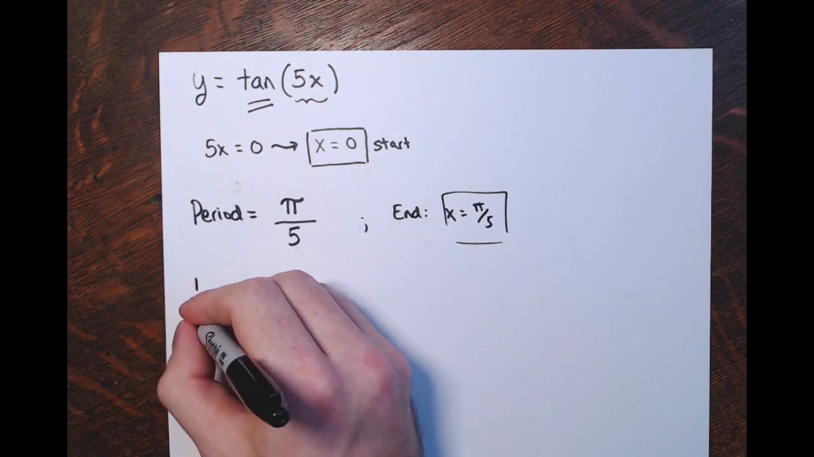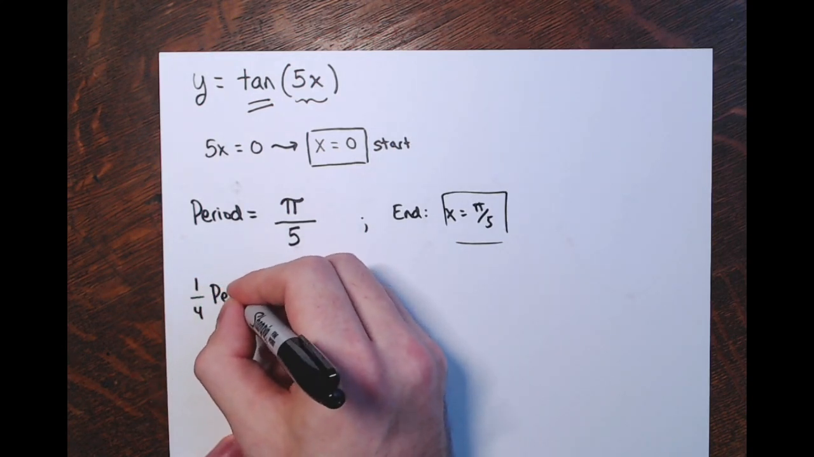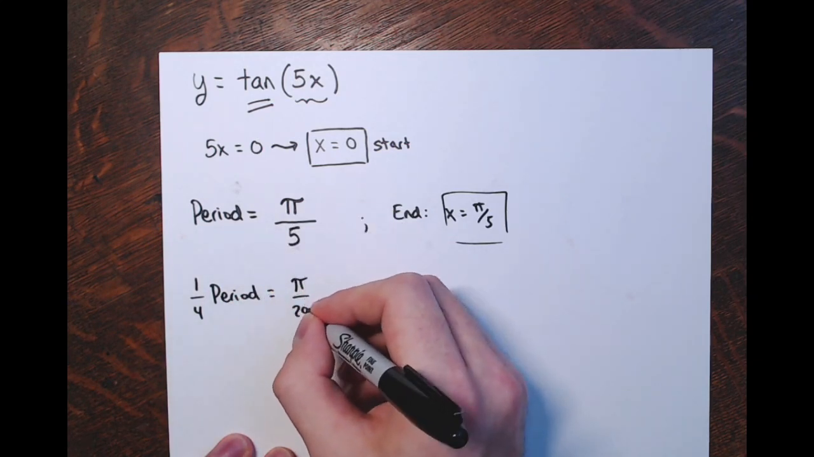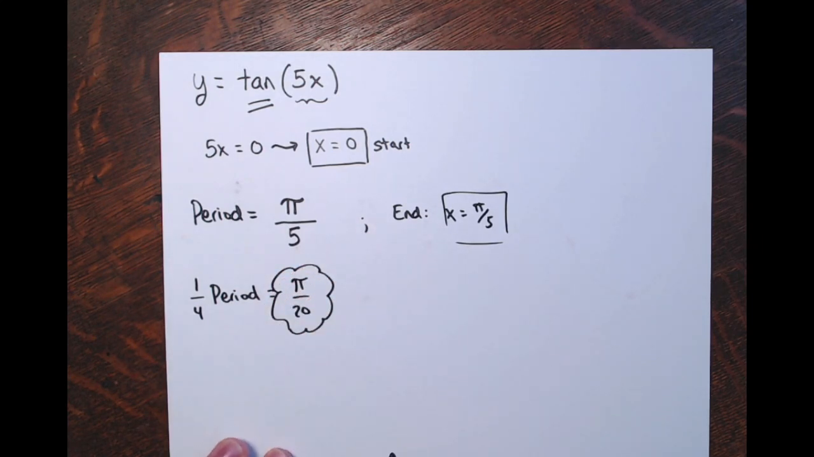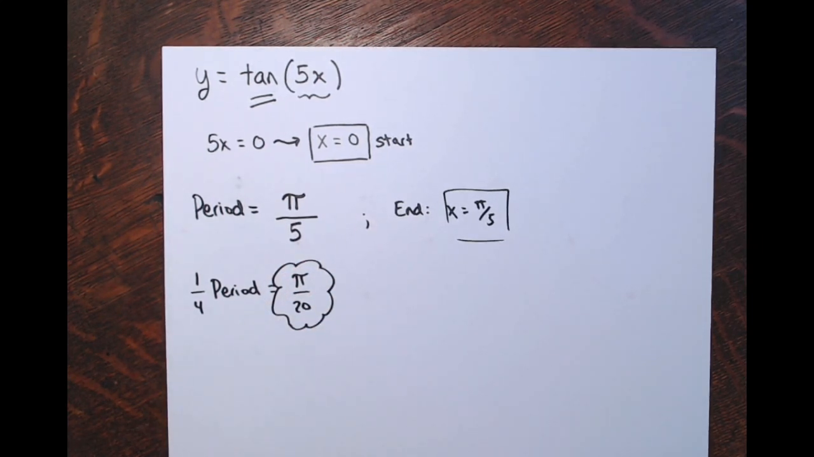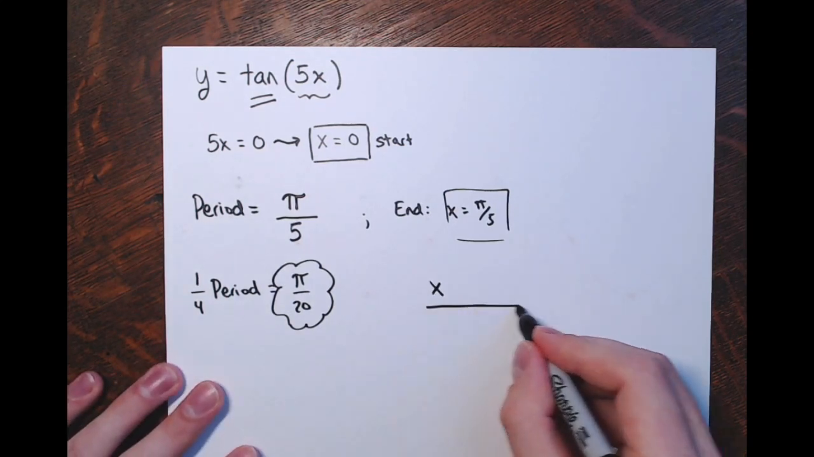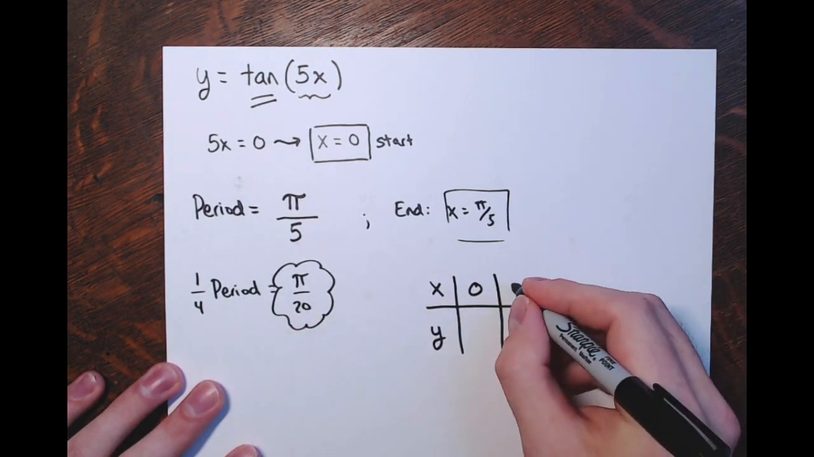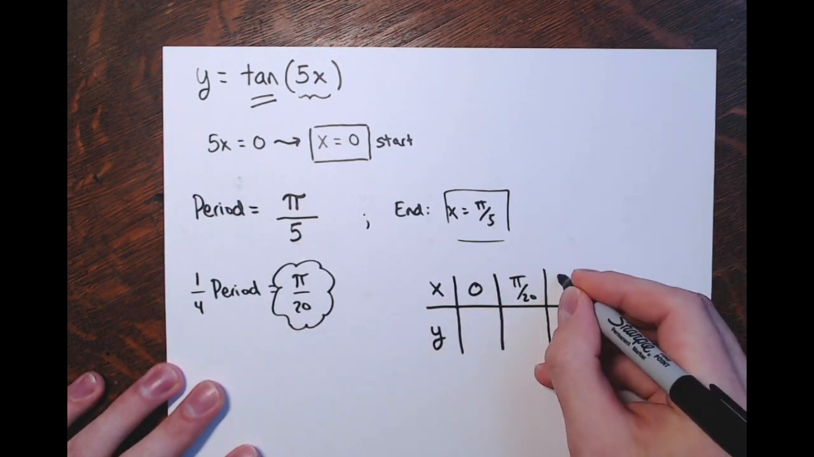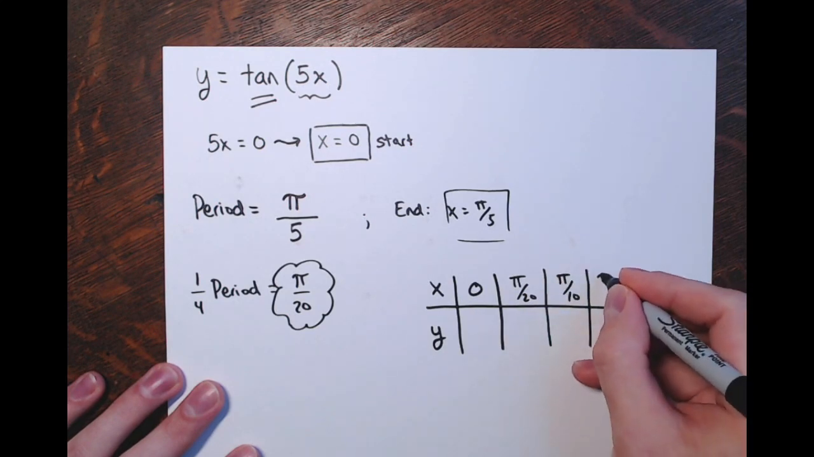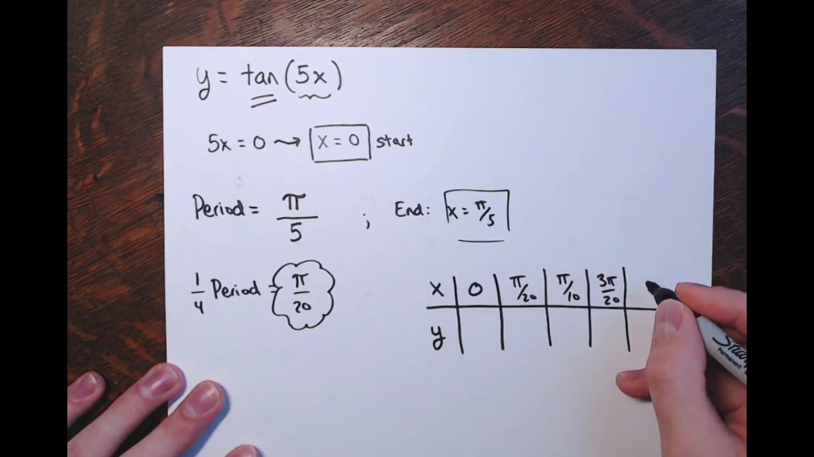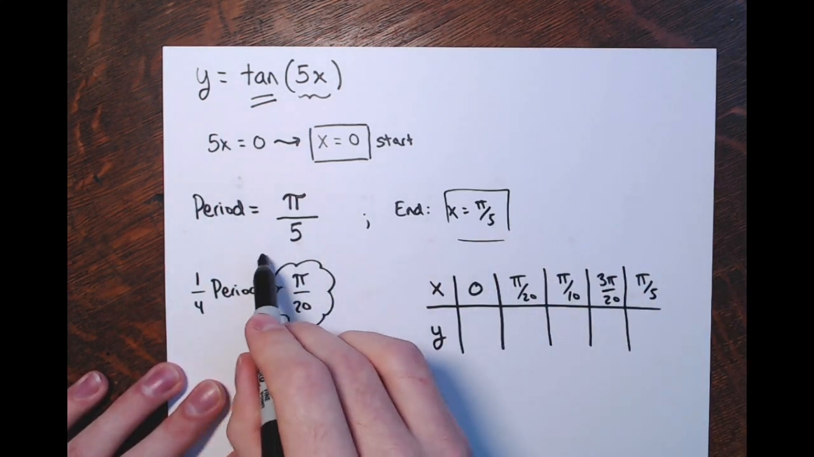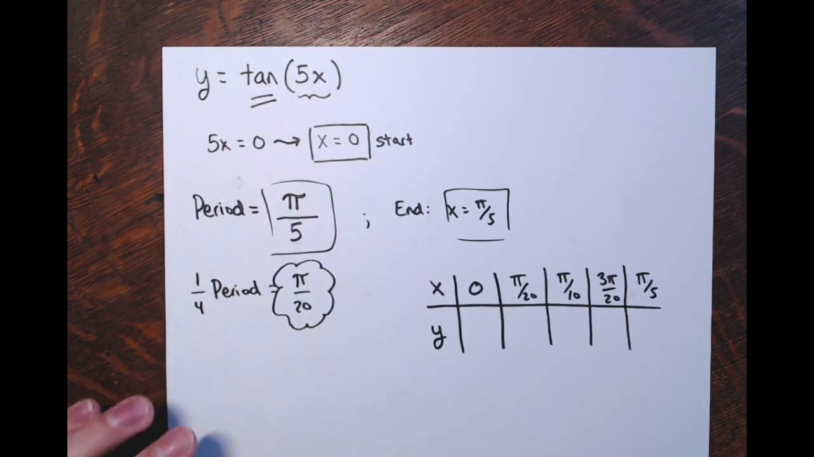Then what's a quarter of this? Break it up into quarters for these key values I like. Well, that'd be pi over 20. So this is going to be the distance between each of my notches, pi over 20. And then I'll make a little table, starting at 0, and then I just keep adding pi over 20. So pi over 20, 2 pi over 20, which is pi over 10, 3 pi over 20, and then 4 pi over 20, which is pi over 5. And 0 to pi over 5, that's a whole period. That's one full cycle.